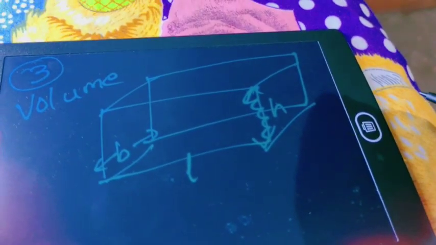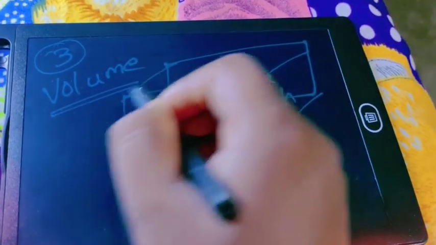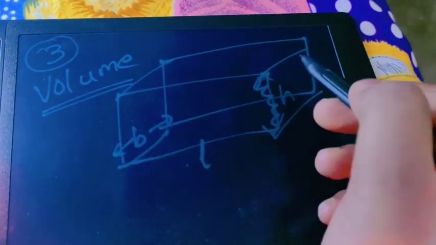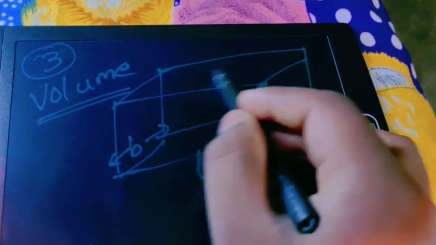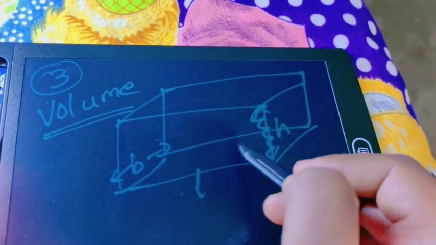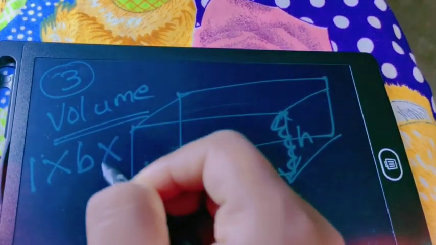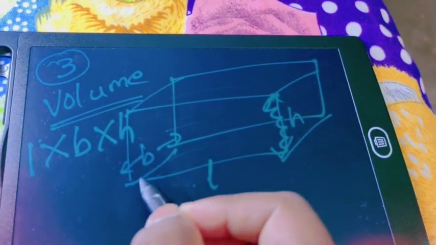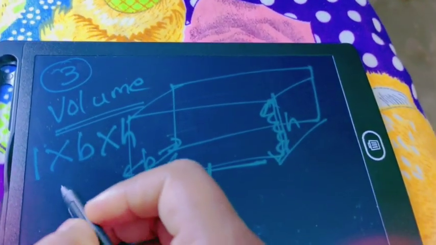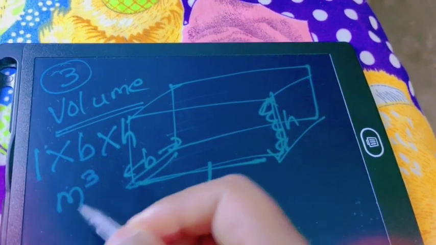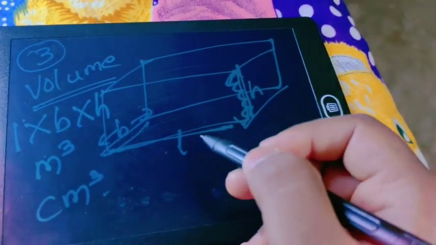What will be the volume of a cuboid? Volume is calculated for a three-dimensional object. This means how much amount this can fill inside of it. This formula is L into B into H. That is length into breadth into height. Its unit will be in terms of meter cube or centimeter cube, and like this.